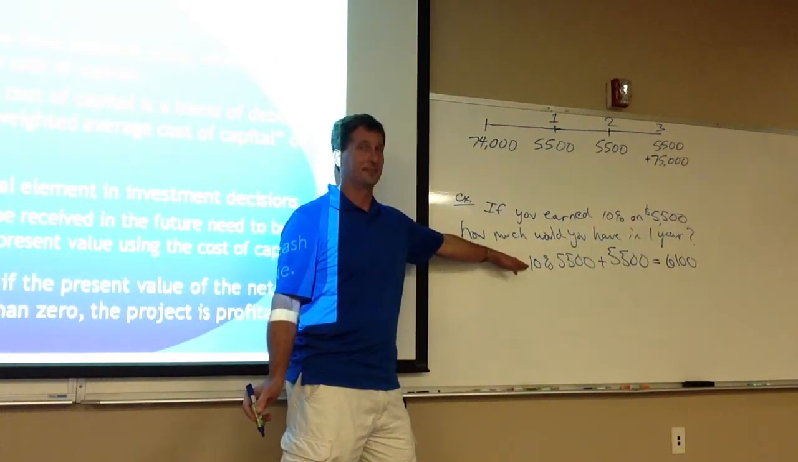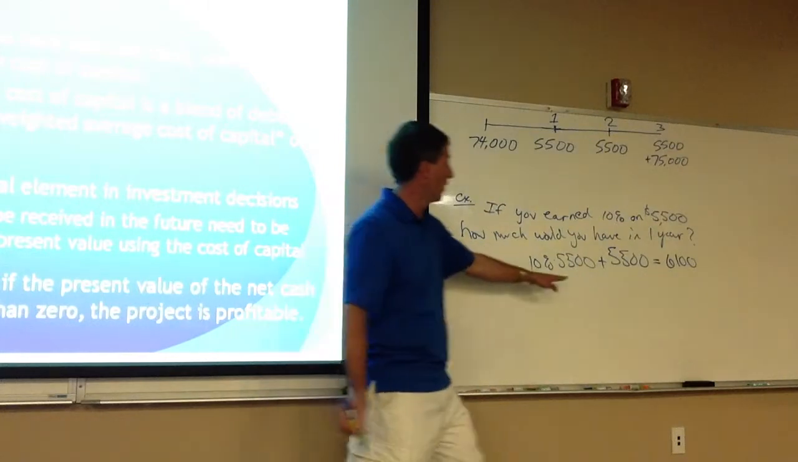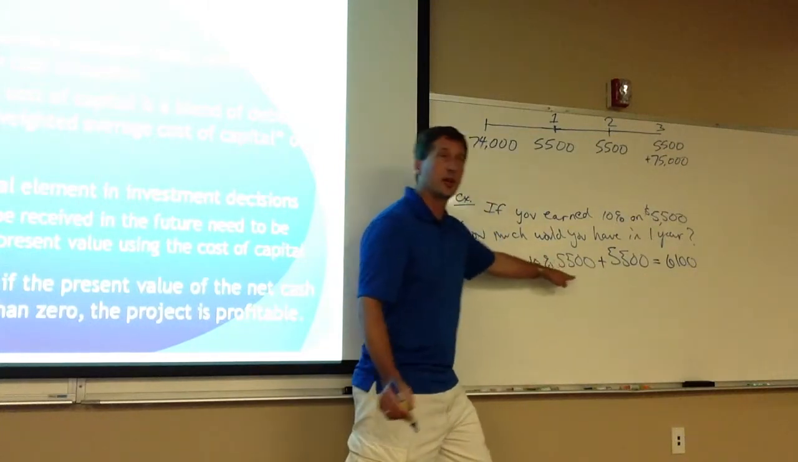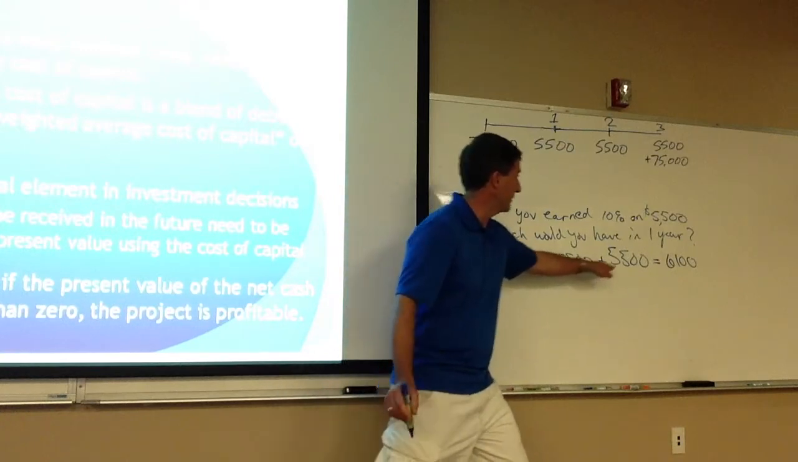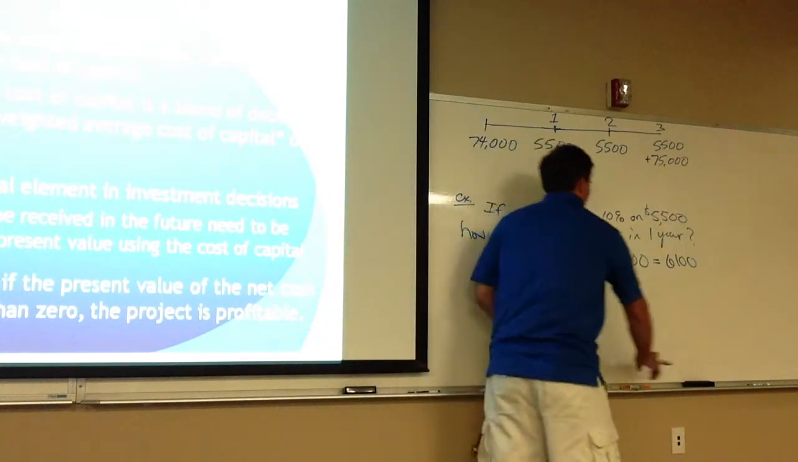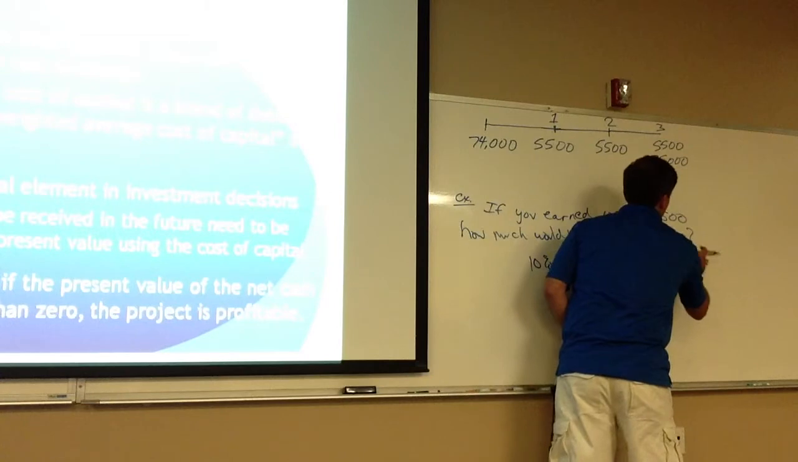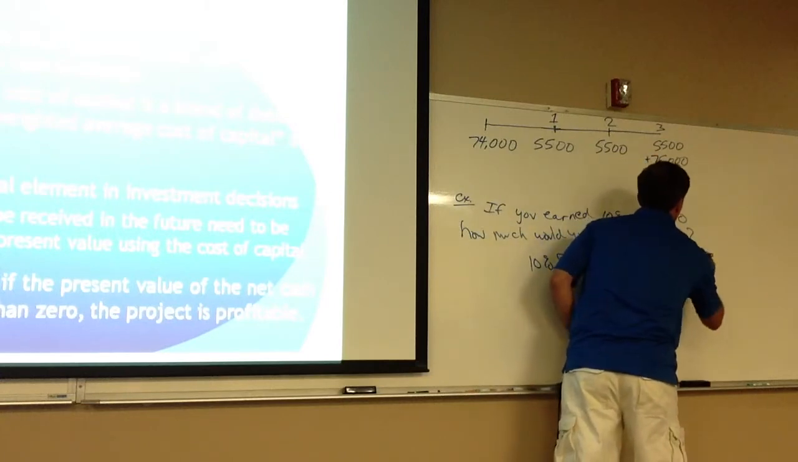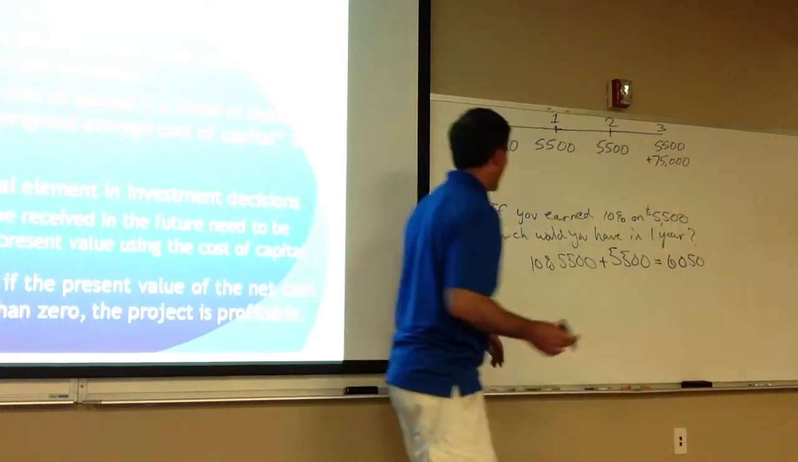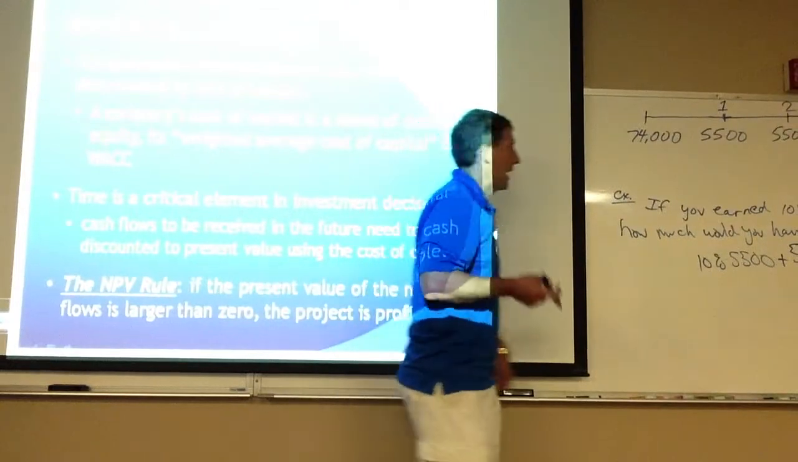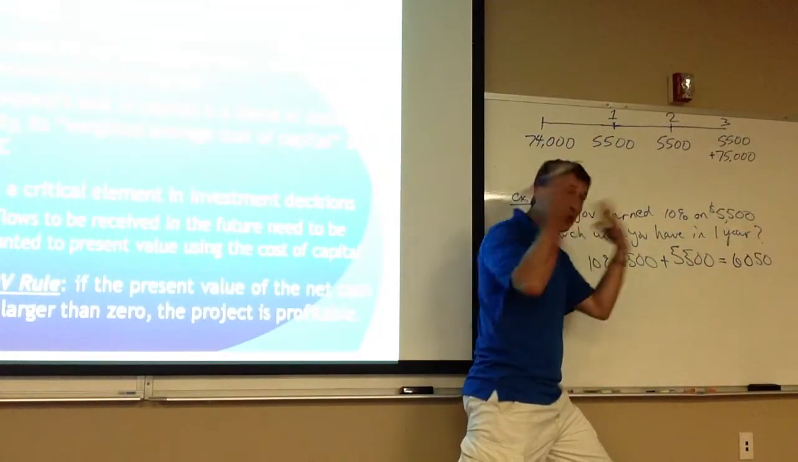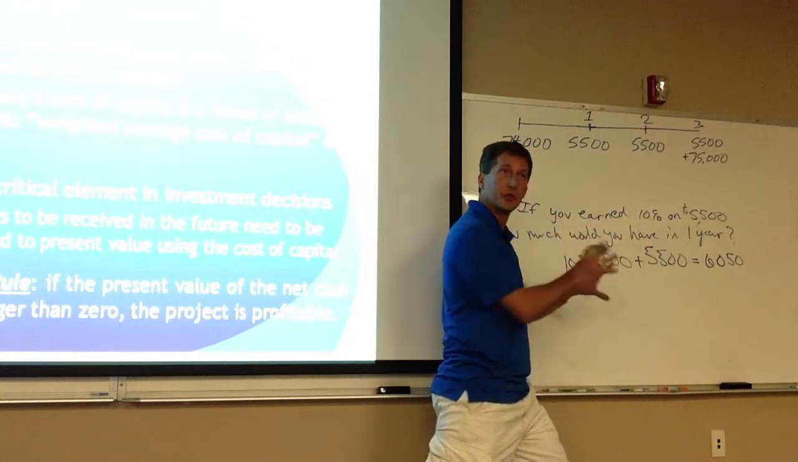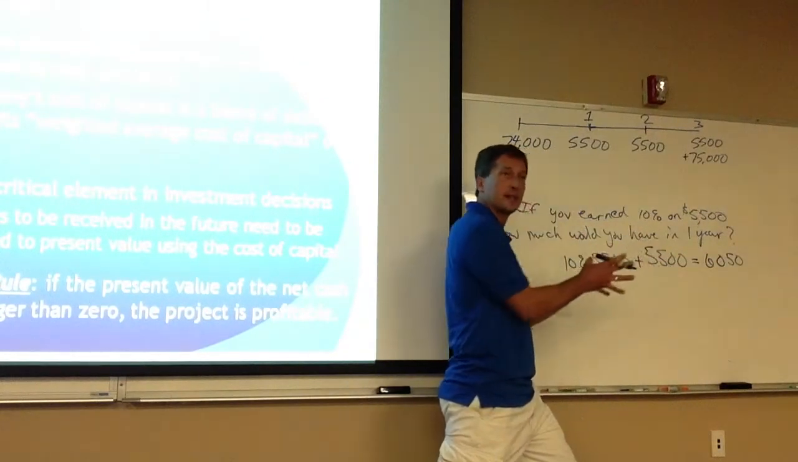Right. So this is how much? 550. So 10% times 550 plus the 5,500 back gives us 6,050. Okay, good. Now, you're doing fine. I really want to walk through. I want you guys to mentally be able to walk through and do the exact same thing. You need to be able to translate that into a formula.